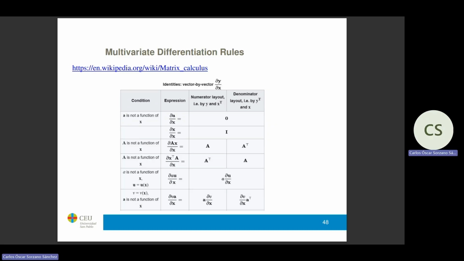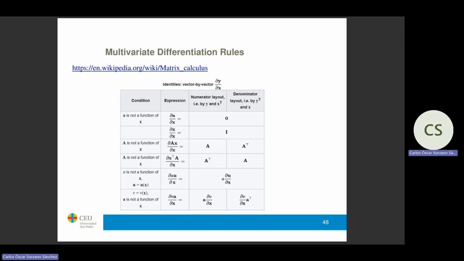Multivariate means the argument is a vector. Then there are also a lot of rules for differentiation with that complex. So for instance, let's say that we have a constant vector, and we differentiate it with respect to x. The constant doesn't depend on x, so it's zero, but now it is not a scalar zero, it's a zero vector.